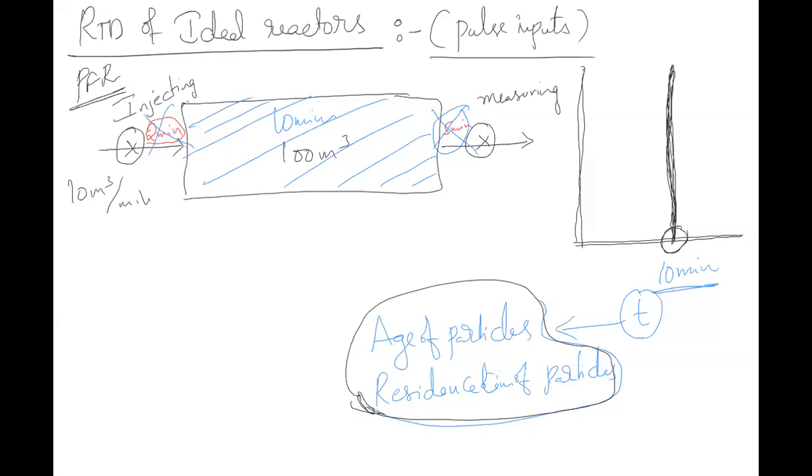10, because it has spent 10 minutes. No, what is the residence time here? 100 meter cube divided by 10 meter cube per minute, which is, what is the residence time, 10 minutes.